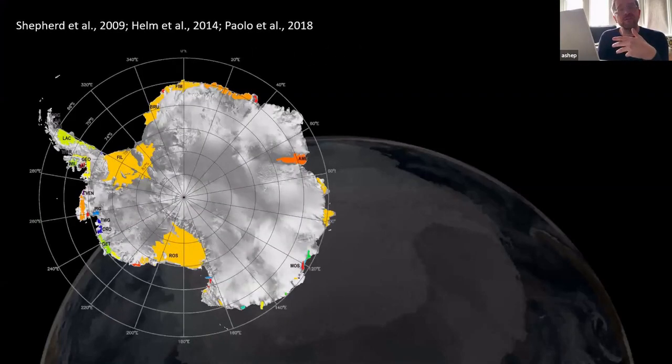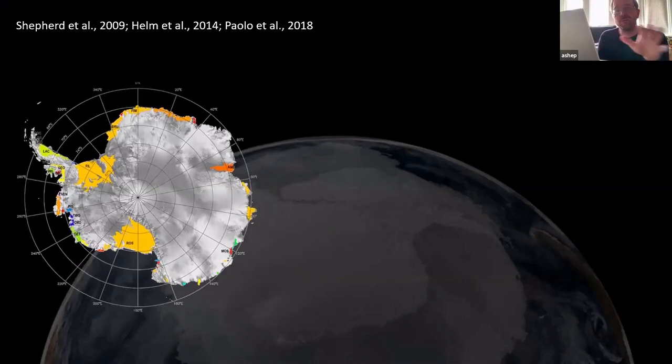Ice shelves are a more complicated story because they're floating. We only see a proportion of their thickness, and therefore a proportion of their thickness change, with an altimeter. So it's 10 times harder to track changes in ice shelf thickness than it is to track changes in grounded ice thickness. But we can still do it. And so this is an early map we produced in 2009 of the thickness change on average for ice shelves.